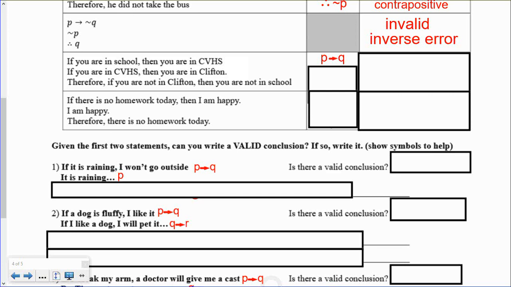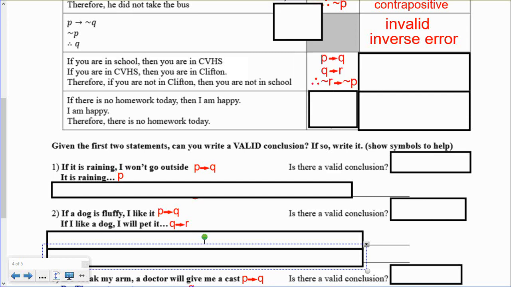All right. Then I say, if you're in CVHS, then you're in Clifton. Okay, so we have Q to R, our new idea being R. And then our last statement says, therefore, if you are not in Clifton, then you are not in school. Okay? And then squiggle P. Therefore, squiggle R, arrow, squiggle P.